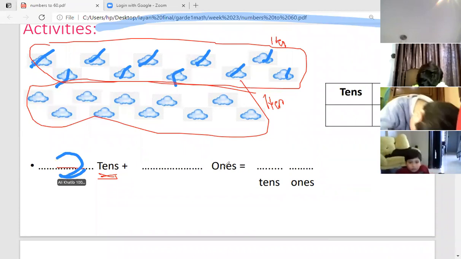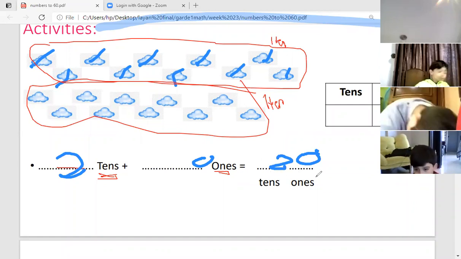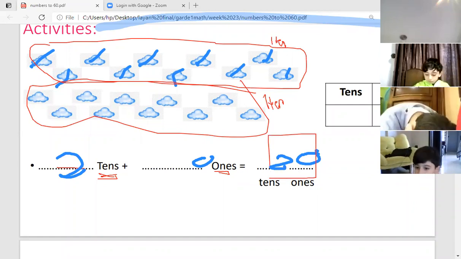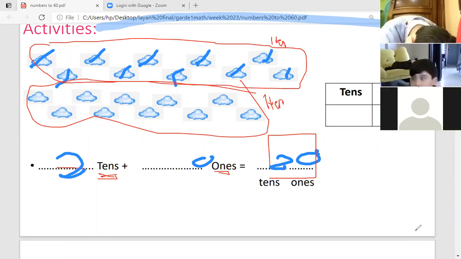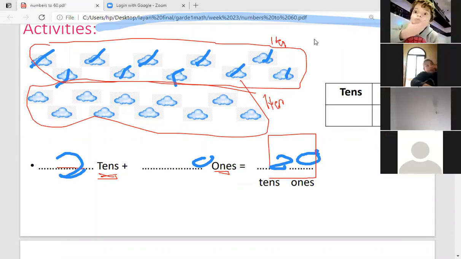Okay. How many ones? How many do I have outside the circle? Excellent. So what's the full answer, Ali Khatib? What's the full number? Yes, Ali, what is this number? What is the answer? Ali, unmute yourself. What is this number, ya Ali? 20. 20, excellent. Great job.